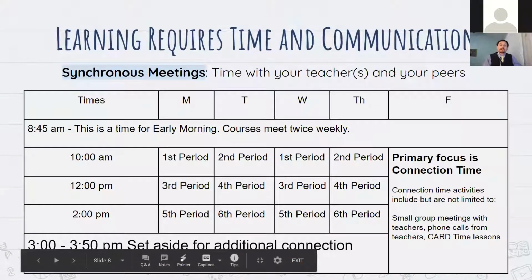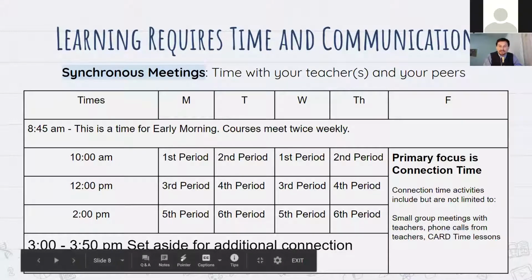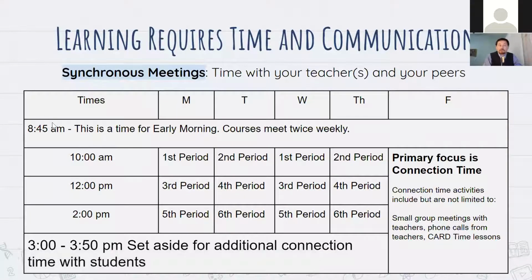So here's our school-wide synchronous meeting schedule, okay? And this only has the synchronous meetings and some spaces set aside to check and connect with your teachers. So we start the day out. If you've got an early morning class at 8:45, that's when you're going to meet with your teacher. Now, the days are different depending on conflicts, so make sure that you're aware of when your early morning teacher wants to meet. But everybody's going to meet with that teacher twice weekly.